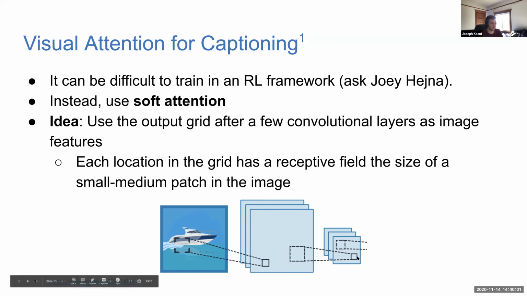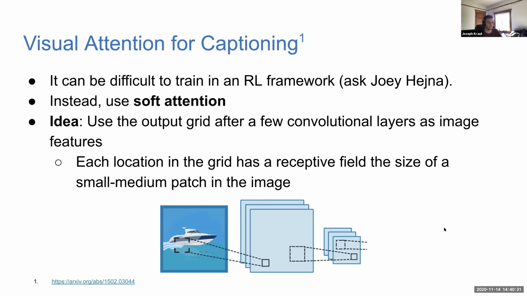And then maybe we downsample with max pooling or something like that. And you can see that a small region in the features can correspond to a much larger region in the image. So you can have this grid that is actually quite small, but each member of the grid has a receptive field that is maybe a bigger patch in the image. Does that make sense to everyone? Any questions there?